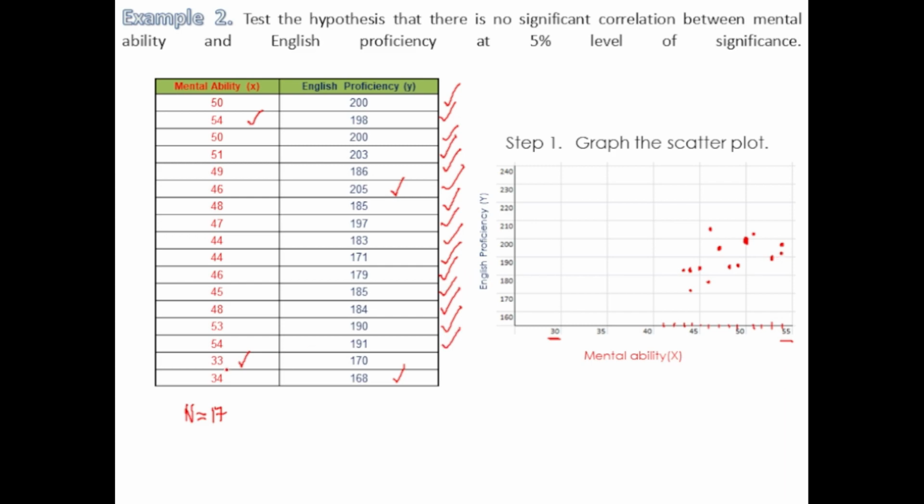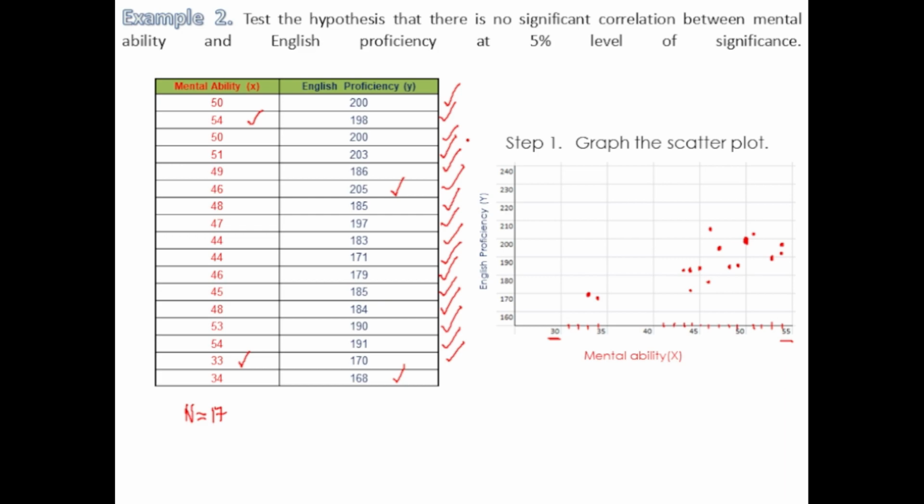Next, 33 tapos 170. 31, 32, 33 tapos 170, nandito. And lastly, 34 tapos 168. 34, 168, nandito. Yan. And that's the scatter plot nitong ating problem.